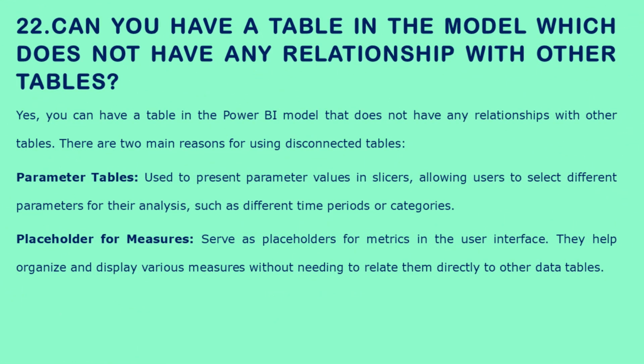Can you have a table in the model which does not have any relationship with other tables? Yes, you can have a table in the Power BI model that does not have any relationships with other tables. There are two main reasons for using disconnected tables. Parameter tables: used to present parameter values in slicers, allowing users to select different parameters for their analysis, such as different time periods or categories. Placeholder for measures: serve as placeholders for metrics in the user interface.